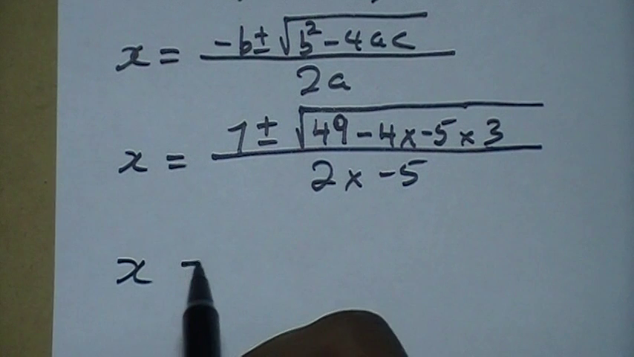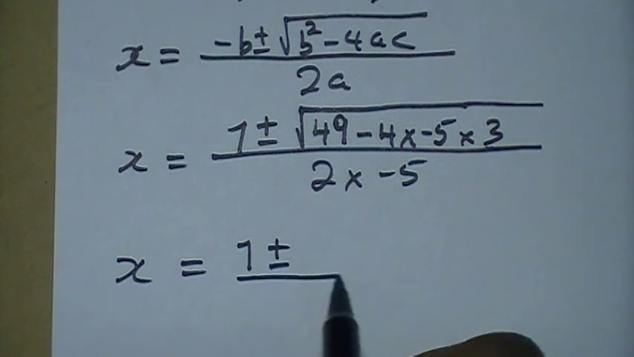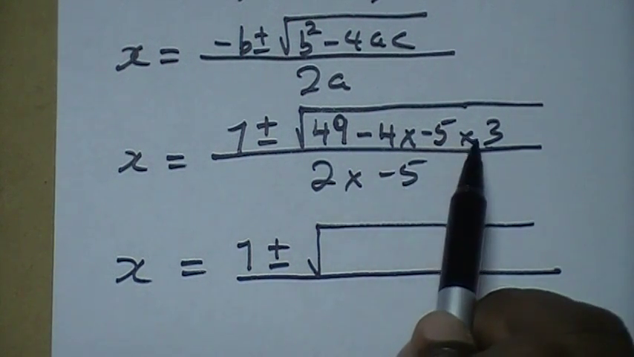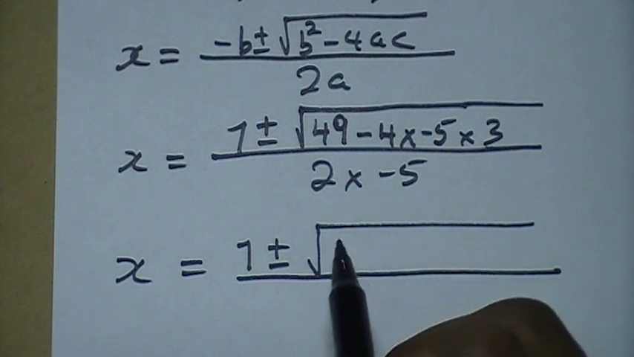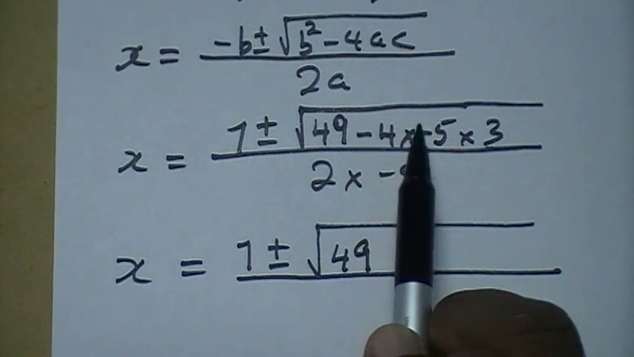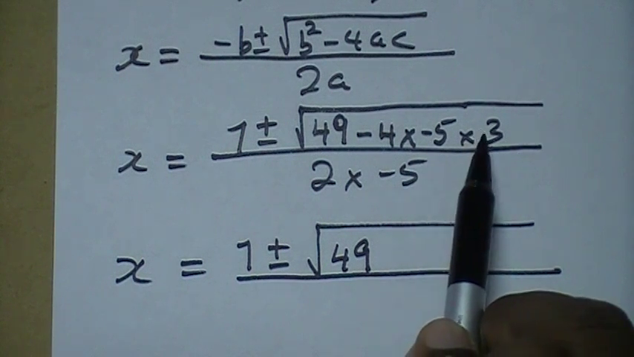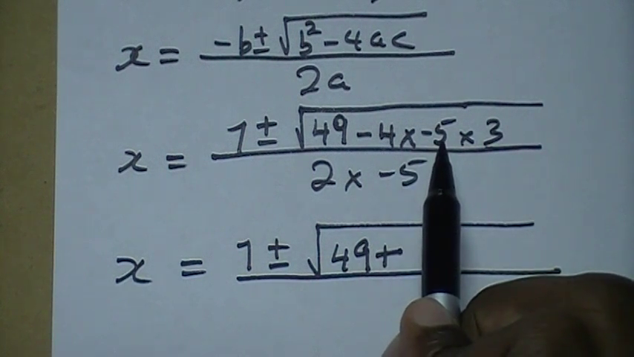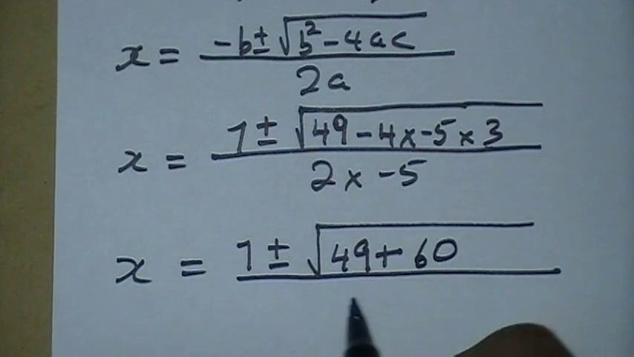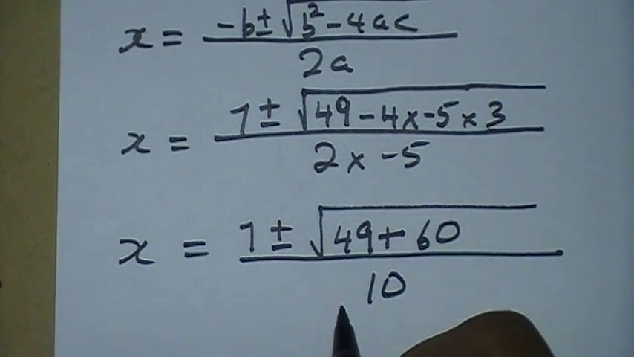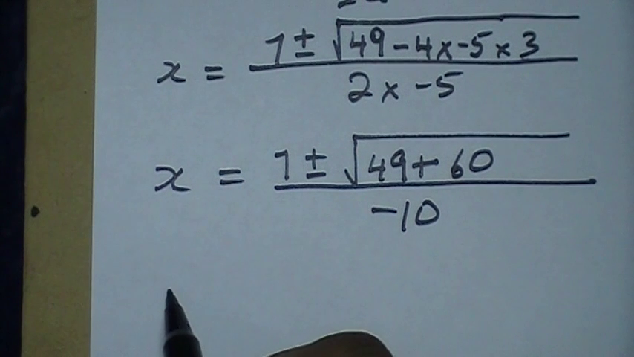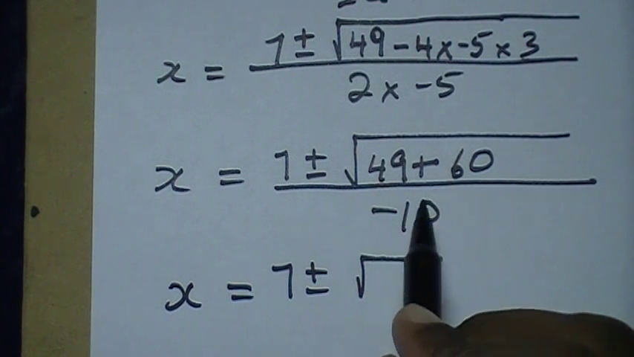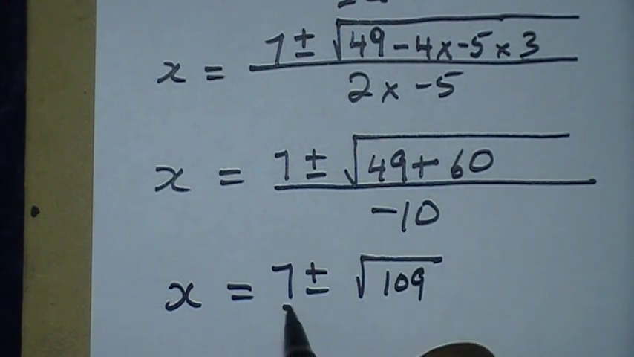Now let's continue. X is equal to plus or minus the square root of 49. Now because you're multiplying here, we have to multiply all these 3 terms. That's important. Negative times negative is positive, and positive times positive is positive. That's important. Get this sign out of the way. 4 times 5 is 20. 20 times 3, 60. 2 times 5, that's 10. Unlike signs, that's negative. And so we have x equal to 7 plus or minus the square root of 49 plus 60, that's 109, over negative 10.